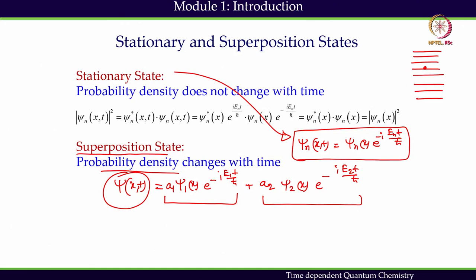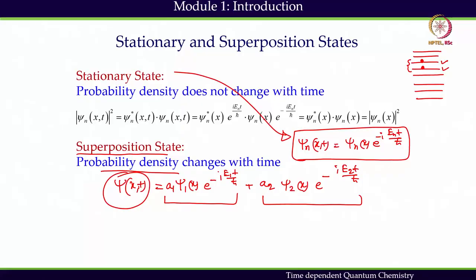But if I somehow manage to prepare a state where these two states are excited simultaneously, or in other words, there is a possibility the particle will be staying here and also the particle will be staying here, single particle, but there is a possibility that the particle will be staying in both states. That is called a superposition state, and the basics of quantum dynamics depend on this superposition state. We have to create a superposition state to observe temporal change in the particle density, the probability density.